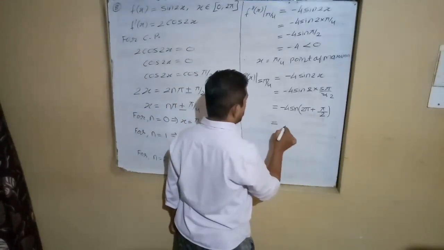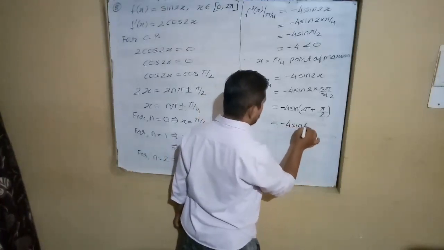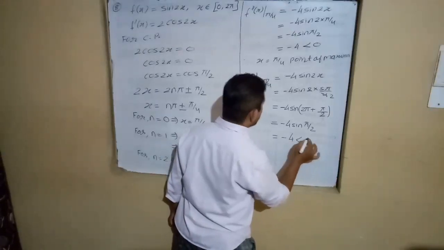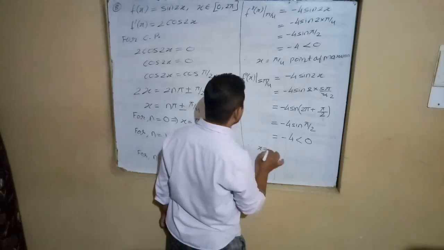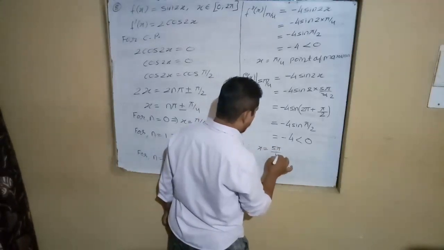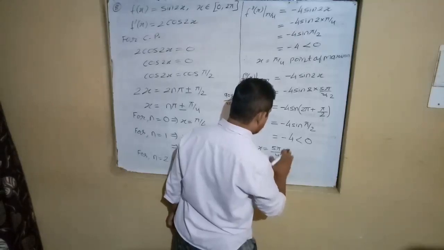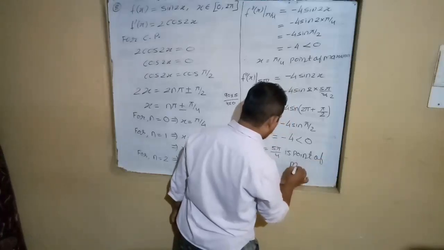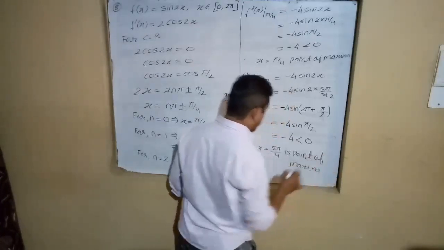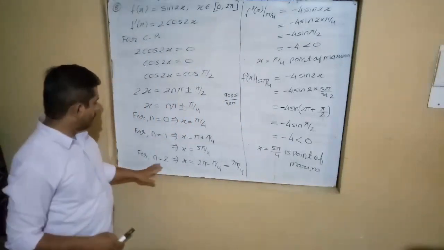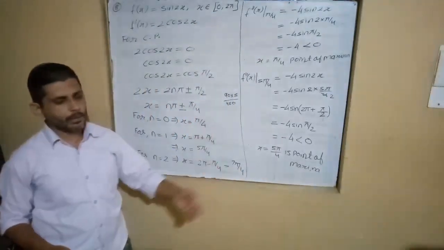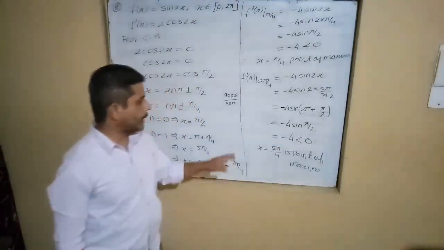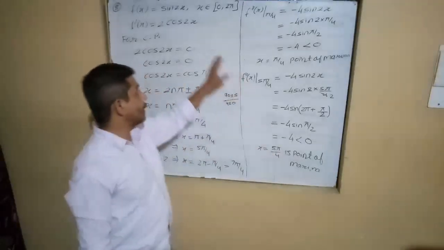तो कुछ भी वैल्यू आएगी ये माइनस उसको क्या कर देगा, नेगेटिव, so we write here minus 4 sin pi by 2 means again what, minus 4, this is less than 0, so therefore x is equal to 5 pi by 4 is point of maxima, and as well you can find the value of 7 pi by 4, and if the value of 7 pi by 4 is also less than 0, so this is again one more point of maxima of this function.